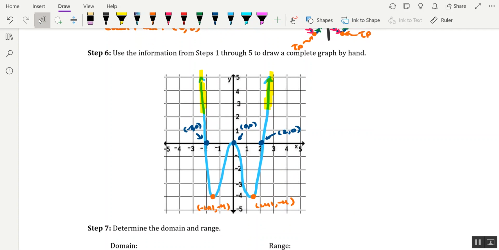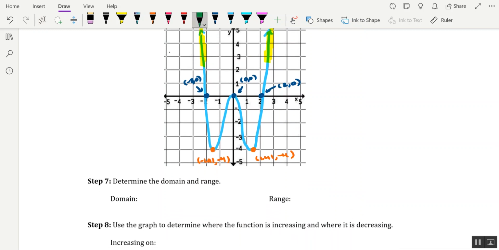Now, as for the domain, keep in mind the domain of any polynomial function is all real numbers. So just memorizing that fact will help you answer that real quickly. The smallest y value on this graph comes from these absolute minimums, and that's -4. Then anything beyond -4, going up to positive infinity, will also be a y value on the graph.